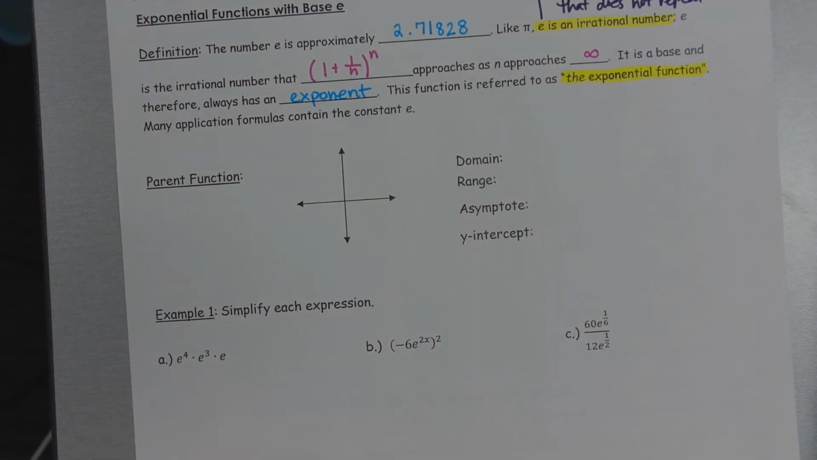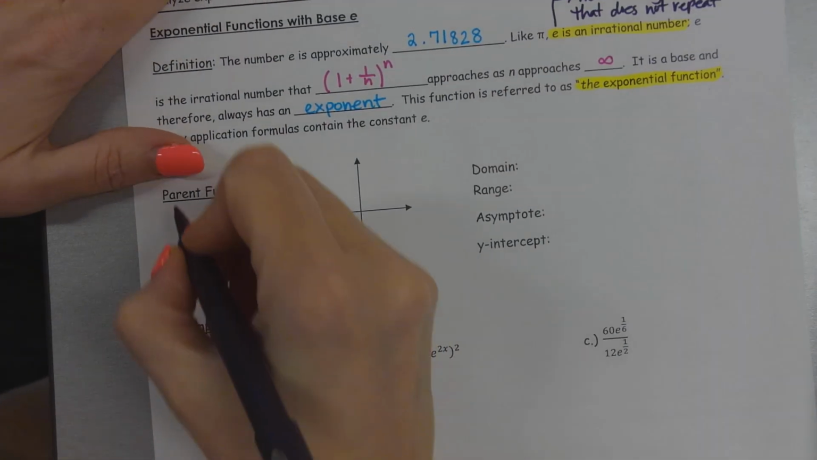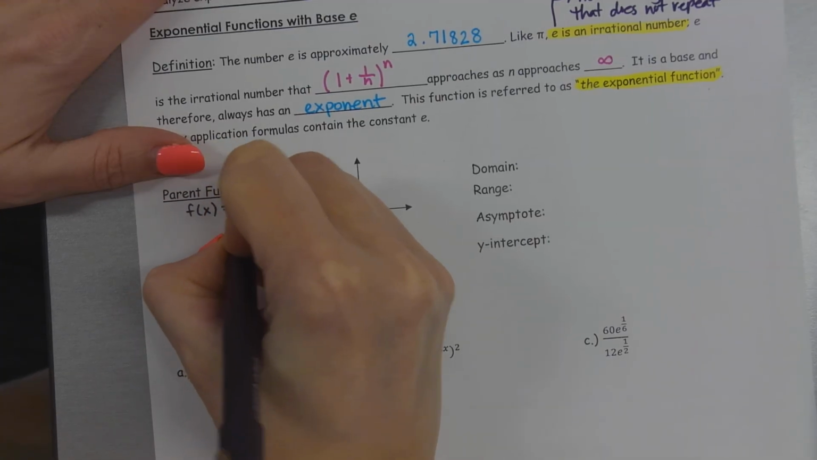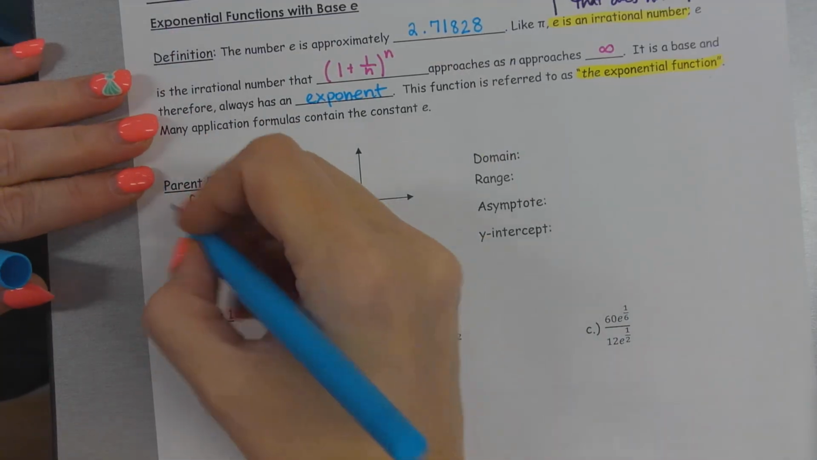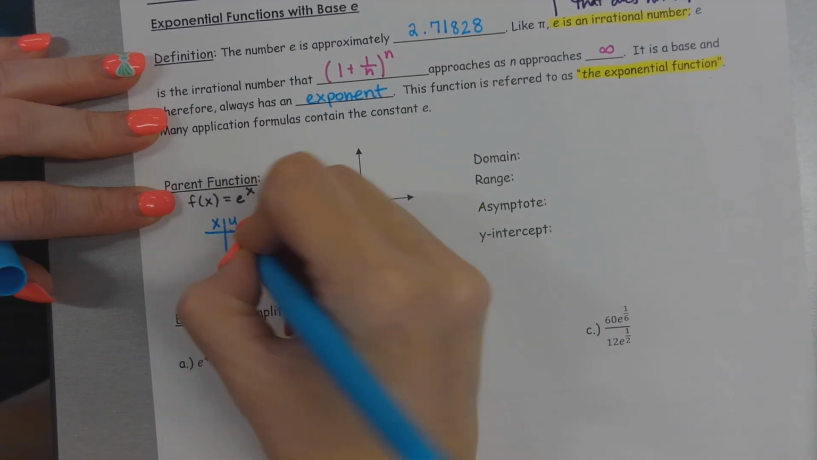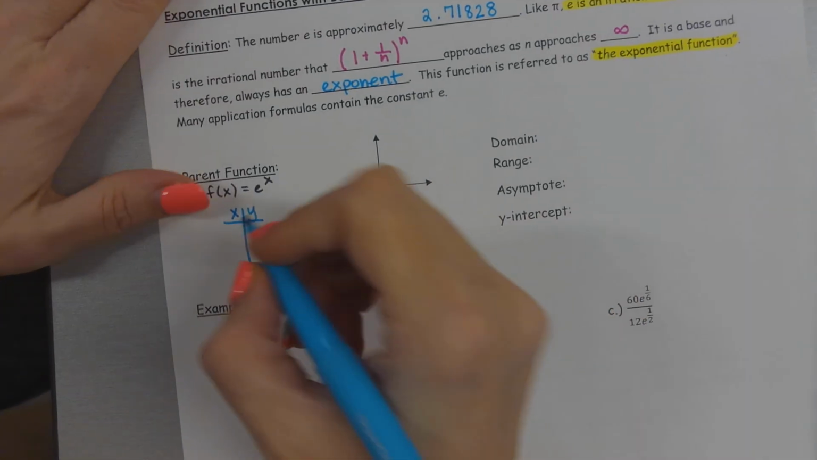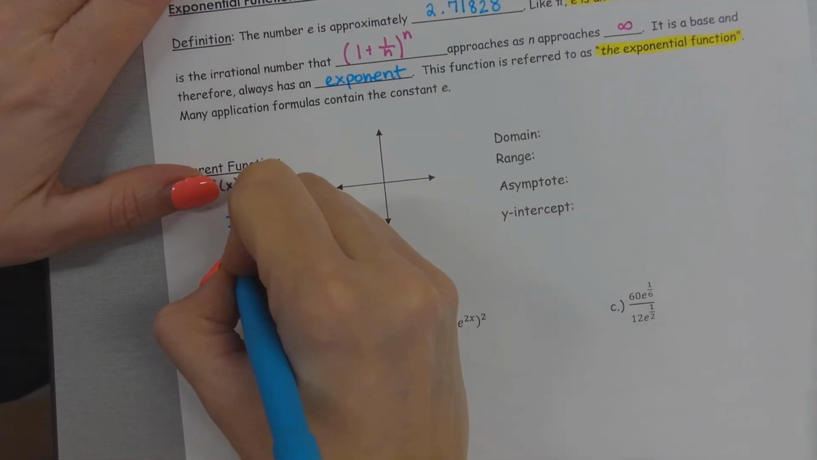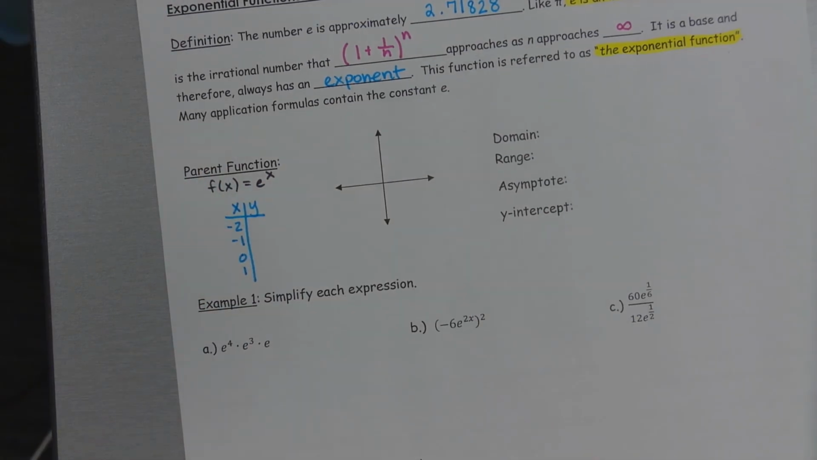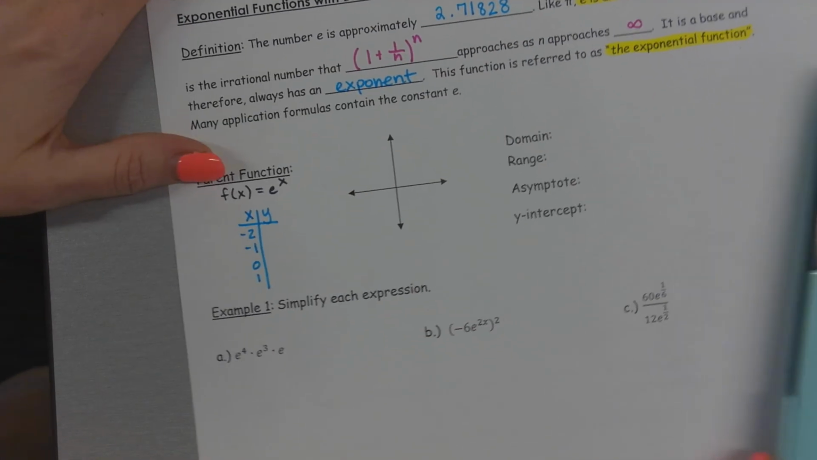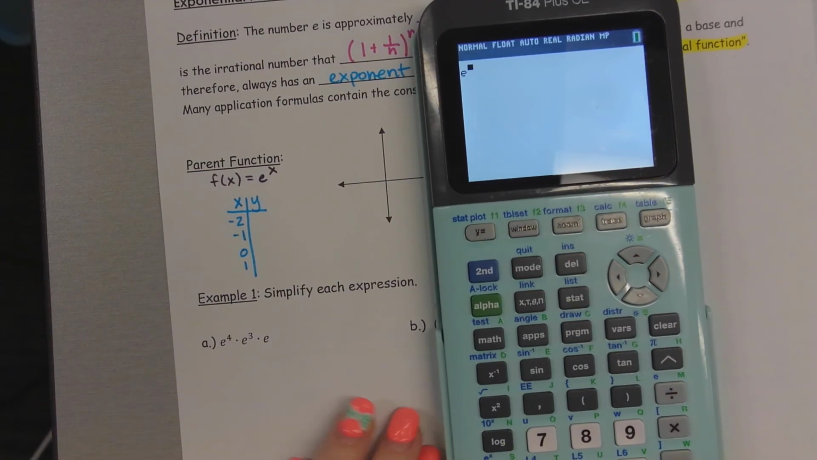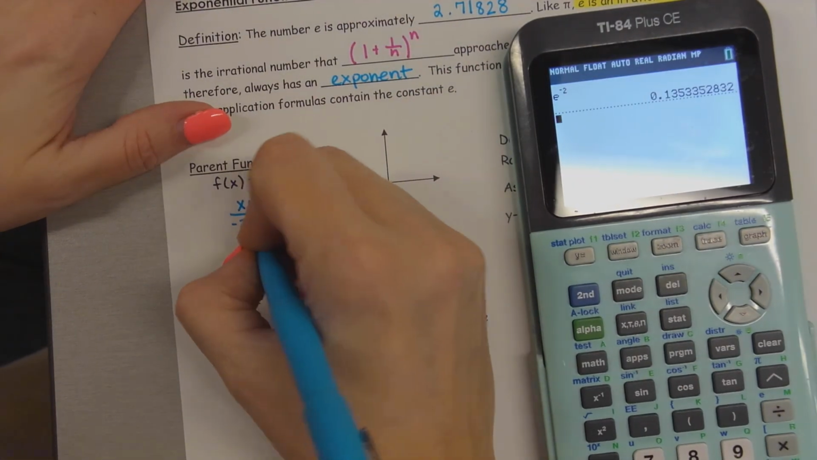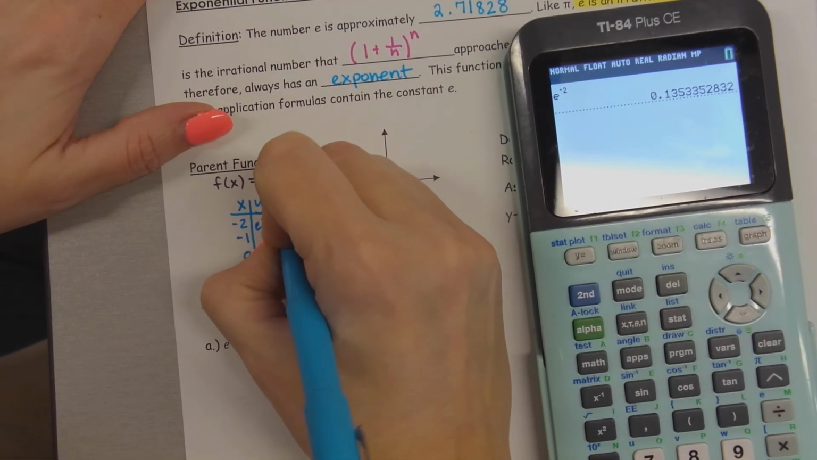So the parent function is f of x equals e to the power of x, and we're going to graph this. We're going to create a little xy table here and plug in -2, -1, 0, and 1. You can use your table. I'm also going to show you how to evaluate with the values of e. So you can do e to the -2. That's what you're plugging in here.